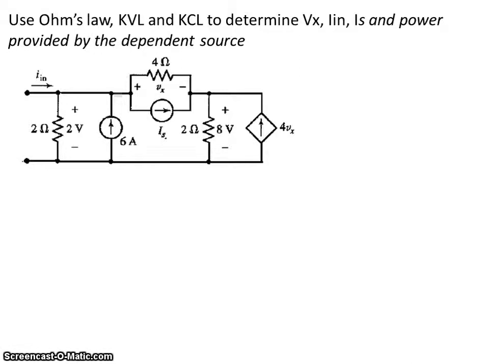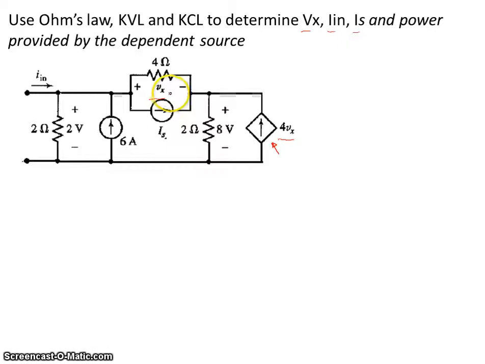In this example, we're going to use Ohm's law, Kirchhoff's voltage law, and Kirchhoff's current law to determine V sub x, I sub in, I sub s, and the power provided by the dependent source, this dependent source right here. So, first thing we need to do is try to find V sub x. But which one? I see 4 V sub x over here, and I see this V sub x over there.